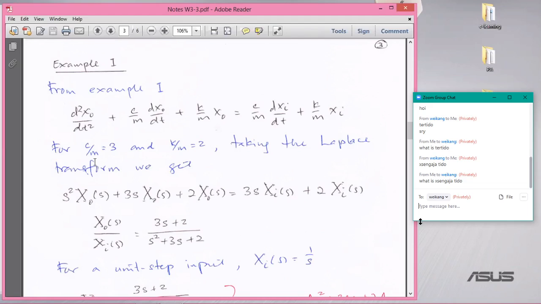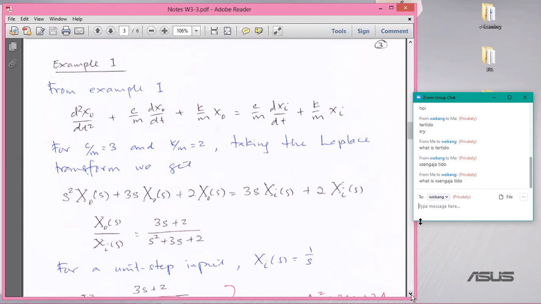But the parameters are given. c over m is equal to 3, k over m is equal to 2, and now you can substitute c over m equal to 3, k over m equal to 2, and then take the Laplace transform of that with initial conditions equal to 0, and then you get this equation in terms of the Laplace variable. Again, the capital XO represents the Laplace variable of xo, the capital XI represents the Laplace variable of xi.